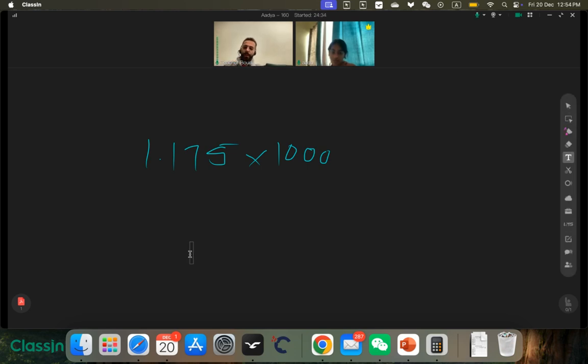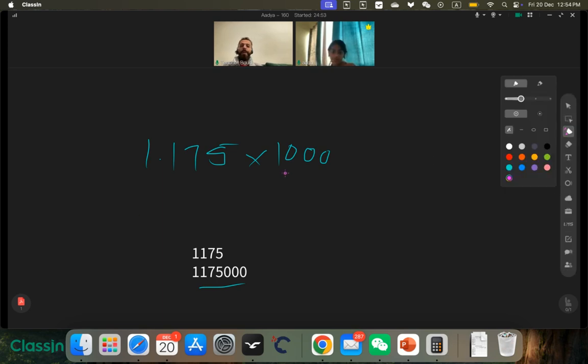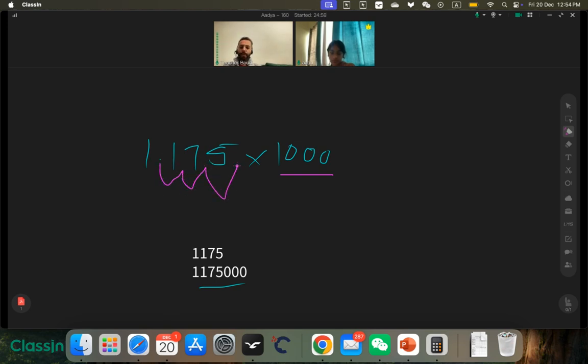Now, choose one of these two answers. Is it 1175 or is it 1175000? Which one is it? Why? Because we're multiplying it. We multiplied it, but we said that we're going to move these. Why am I going to move these? So the decimal can be removed.